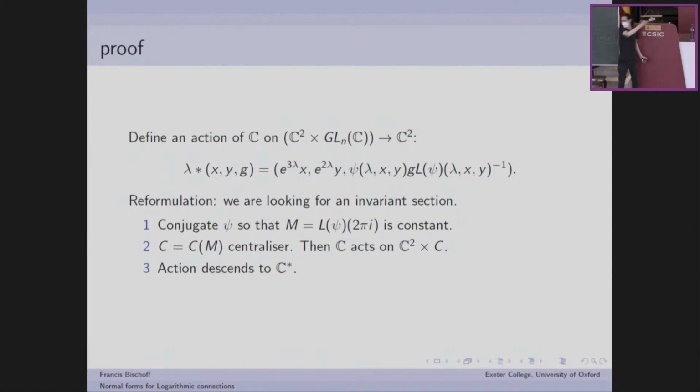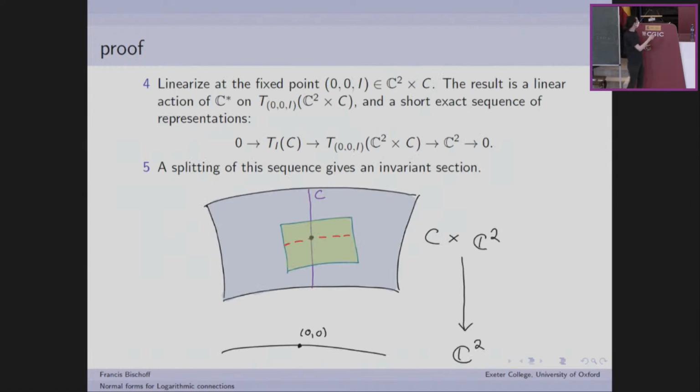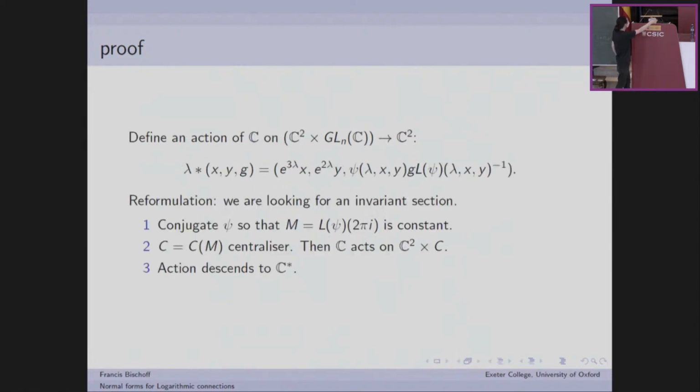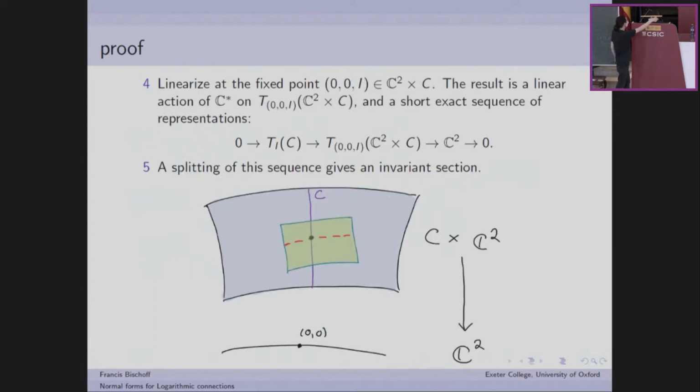And now we can just apply what we know about C star actions. They're very nice. We have a fixed point, which is the point over the origin in C2, and we have the identity matrix. That's certainly in the centralizer. So this is a fixed point, and we can linearize the action of C star around this point. And so what we get is a representation of C star. And it sits in a short exact sequence, because this fiber over 0 is preserved by the action, so that gives us a sub-representation when we linearize. And this projection map, I chose this action so that the projection is equivariant. And so this map is also a map of representations where C2 is the representation that I started off with.